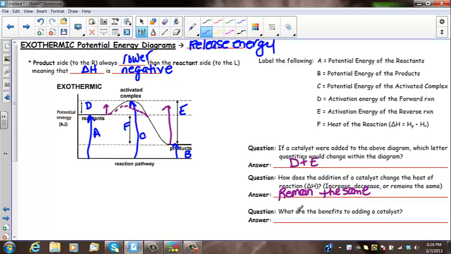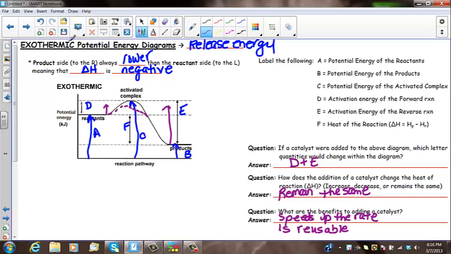And what are the benefits of adding a catalyst? Well, it speeds up the rate. That means that the products can be produced faster. A catalyst is reusable. So those are a couple of good answers.